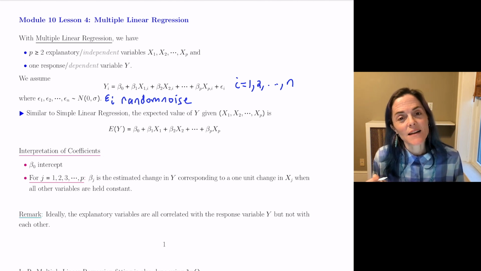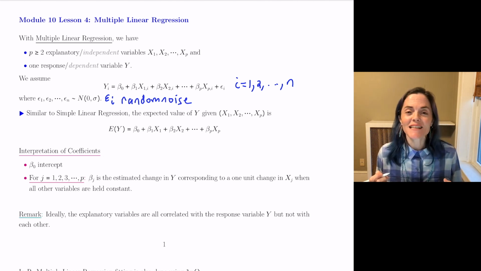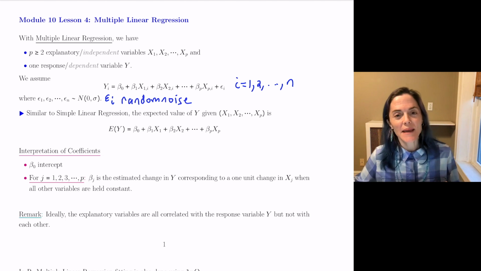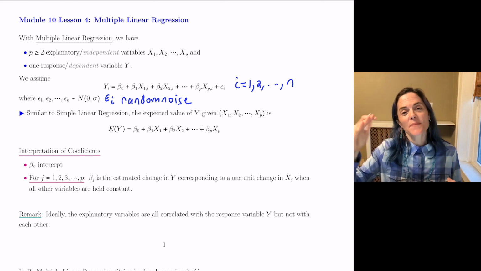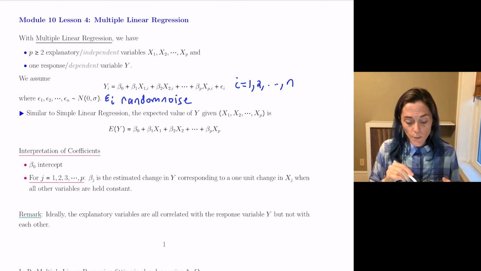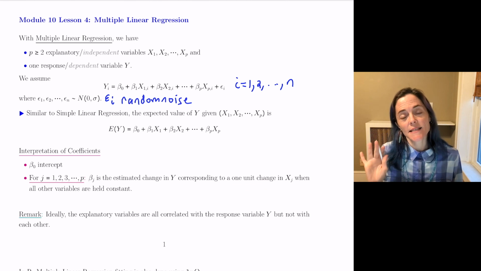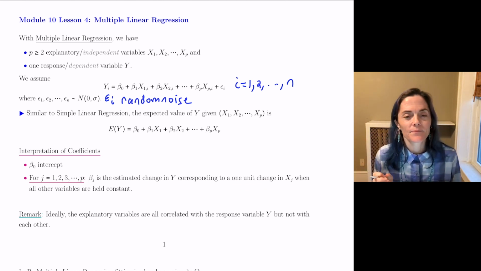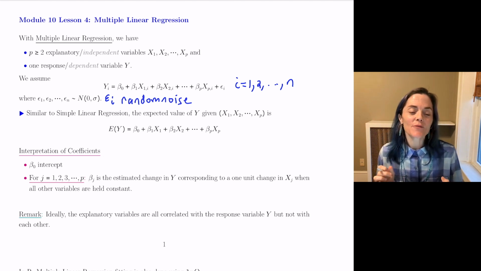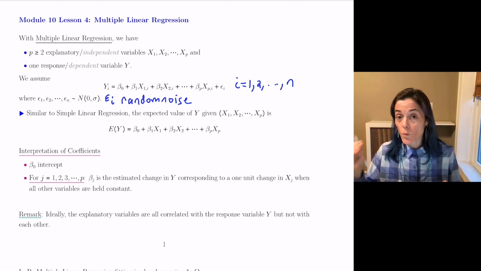Now, the interpretation of the coefficients, well, beta 0, just like with simple linear regression, this is our intercept, but for the others, beta 1, beta 2, beta 3 out to beta p, beta j is the estimated change in y corresponding to a 1-unit change in xj when all other variables are held constant. Now, it's an important remark that ideally the explanatory variables are all correlated with capital Y, but not with each other.